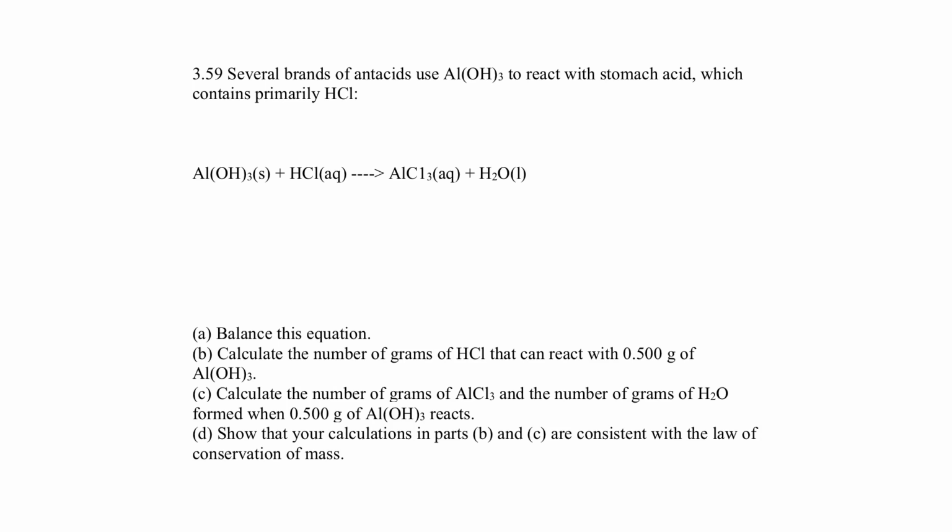We're in Chapter 3 on stoichiometry, and we are in question number 59 in the end of the chapter questions. Several brands of antacids use aluminum hydroxide to react with stomach acid, which is primarily hydrochloric acid. So we're to do several different things here. First of all, we're going to balance the equation.